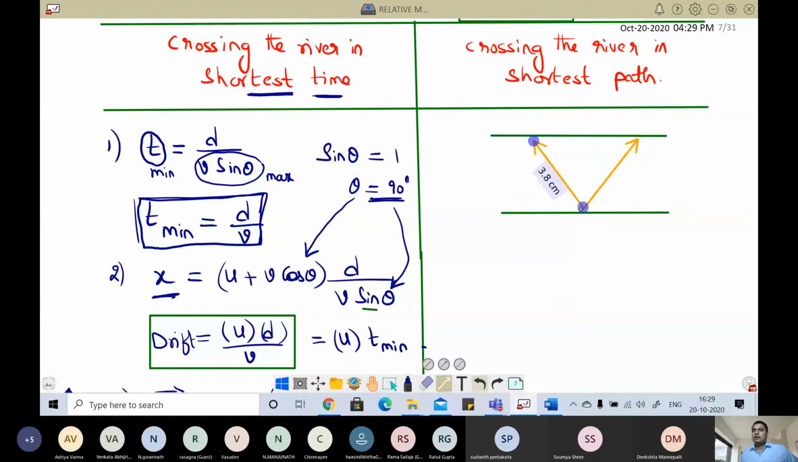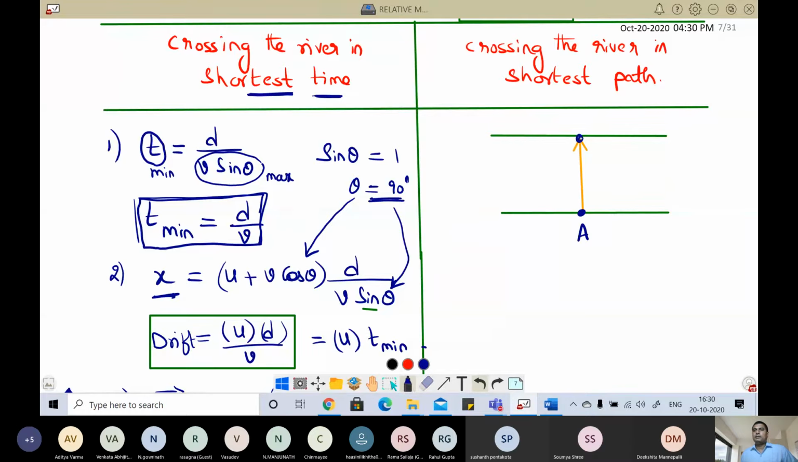The shortest distance will always be only the perpendicular distance like this. So these cannot be shortest. Only this can be the shortest. That means you want to cross the river in the shortest path. So now you know that the shortest path is the distance between this point and this point.